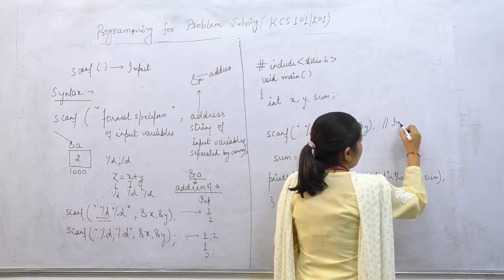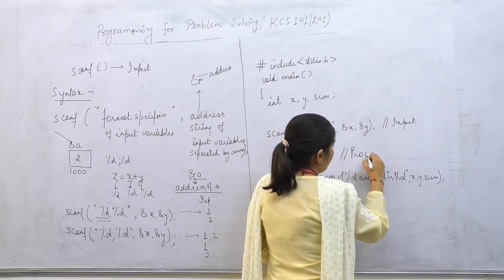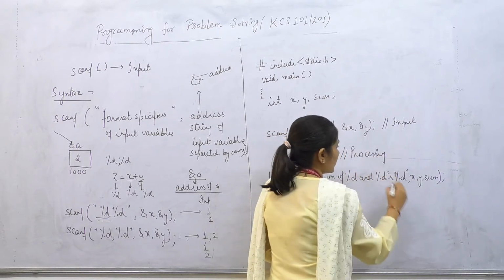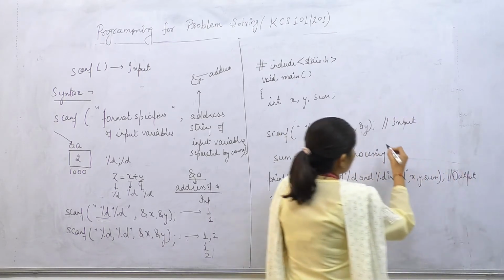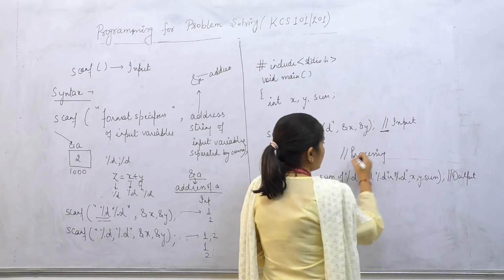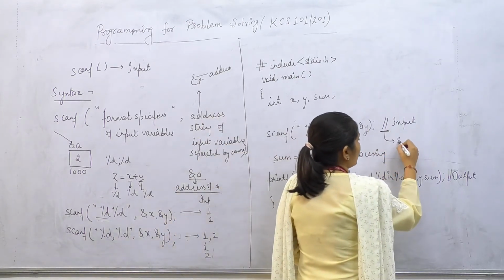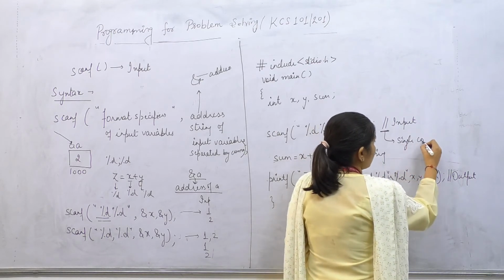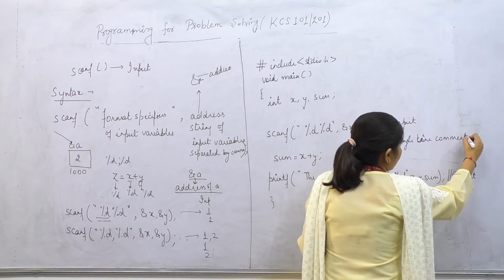This is your input. This is your processing part, which is very important, because without this you cannot get any output, and this is your output part. Okay. Now can you see these two lines? These are called comment lines, single line comments. I will tell you about single line comments; we will be discussing this.